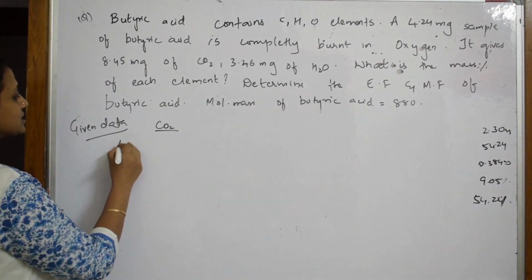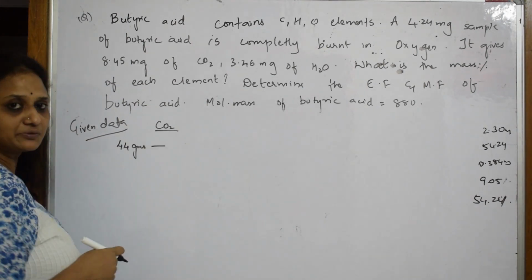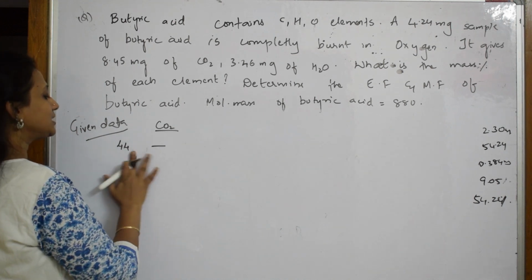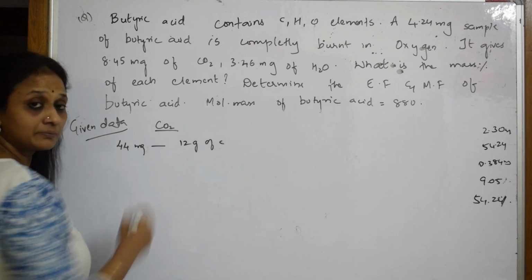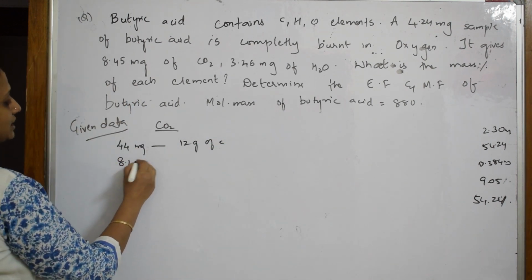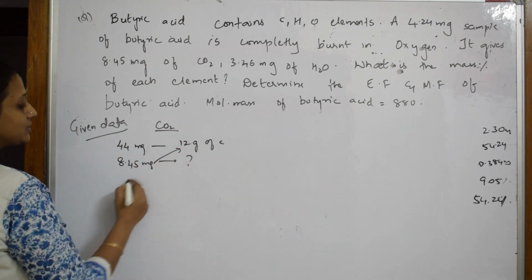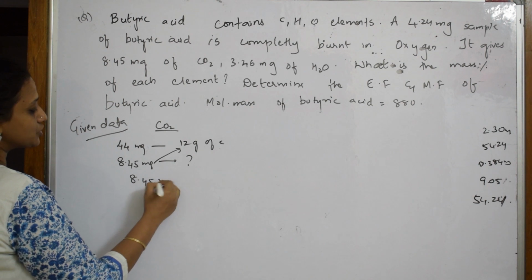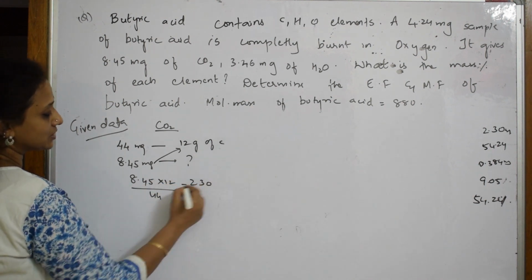So what is this? 44 milligrams of carbon dioxide contain 12 milligrams of carbon. Then 8.45 milligrams contains how much carbon? I'm going to cross multiply. 8.45 into 12 by 44, which comes to 2.30 milligrams.